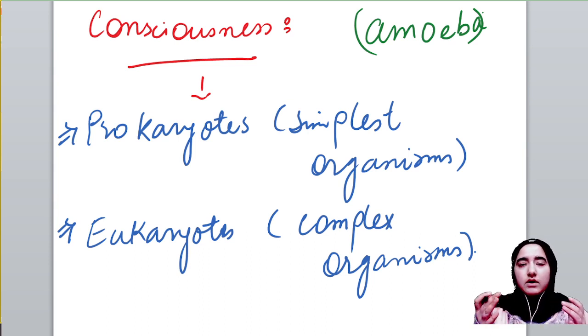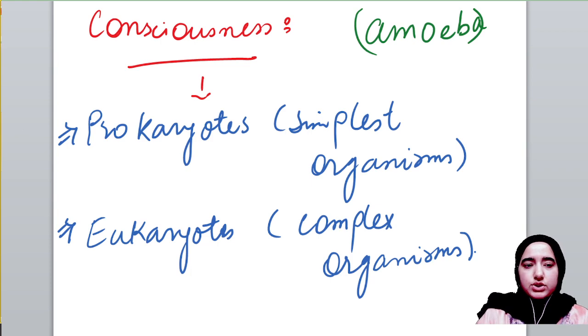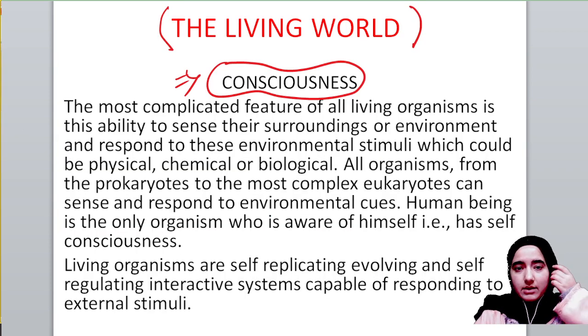In eukaryotes, say for example humans, they are able to sense their environment. When it is so hot outside, they prefer to stay inside the house, or they prefer to wear t-shirts only, loose clothes. But when it comes to cold weather, winters, they put on very warm sweaters, jackets, blazers, and so on and so forth. This was the example of consciousness of prokaryotes and eukaryotes. I hope you got this example of what consciousness is basically.